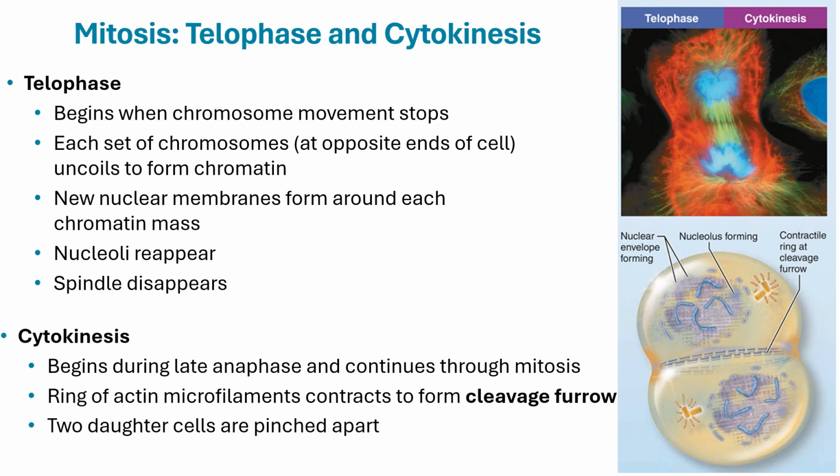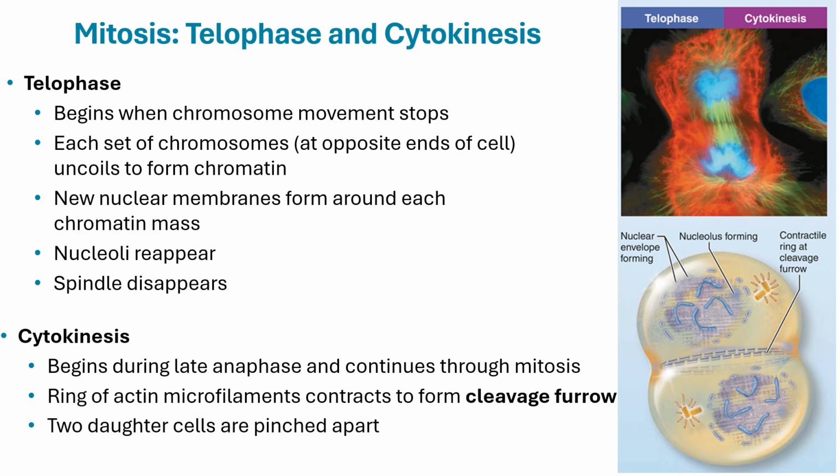And the last phase, telophase. Telophase begins as soon as the chromosomes stop moving. This final phase of mitosis is like prophase in reverse. There are now two identical sets of chromosomes located at opposite poles of the cell. Each set uncoils, and the chromosomes resume their thread-like chromatin form.